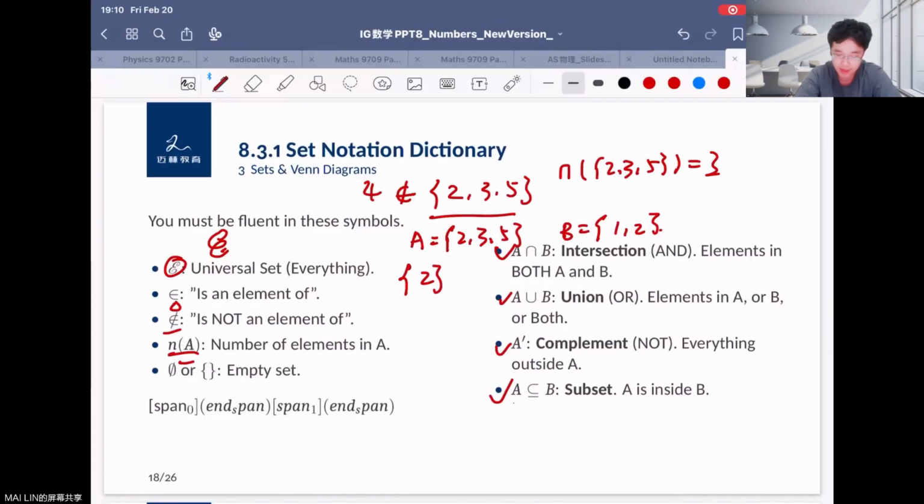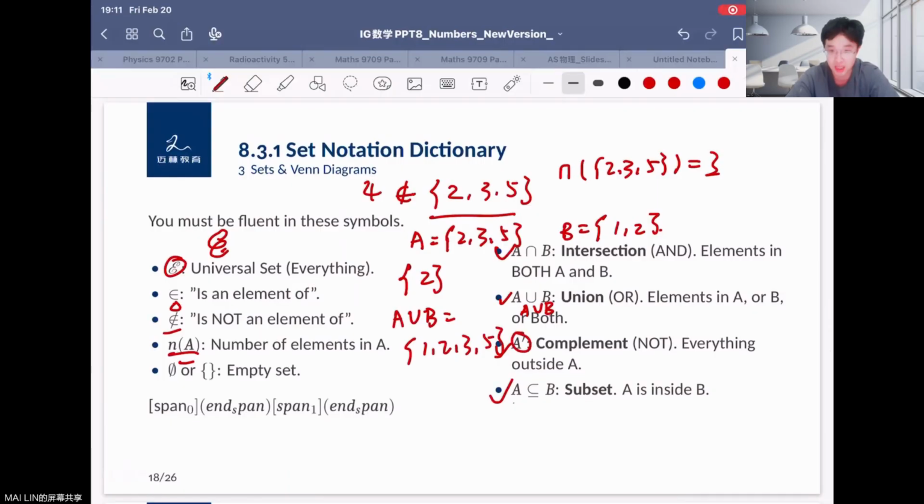And the union is also called "A or B." So here is A or B. Maybe we can say A union B equals {1, 2, 3, 4, 5}. You can find that an element is in A or in B, so we choose all the elements in A and B, right? And here is A complement, or complement of A.